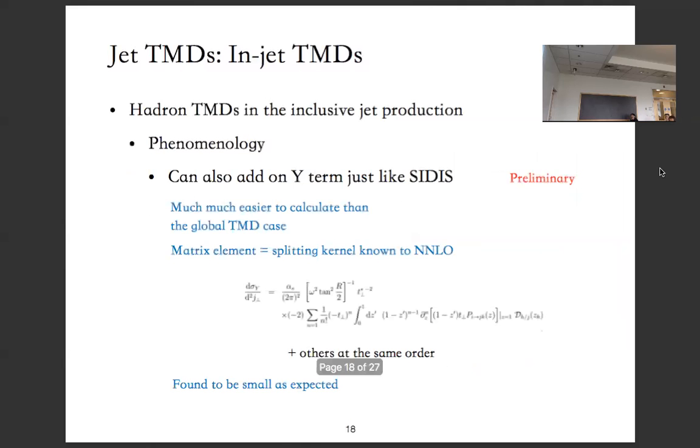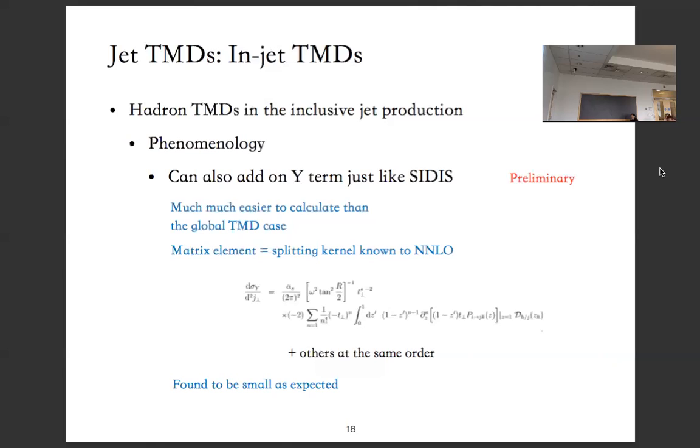Okay. And of course, on the theory side, we can add a Y term, just like semi-inclusive DIS, trying to extend our predictive power. But I should note that it's much easier to calculate than the global TMD case. For instance, if you want to do a global DIS at next-to-leading order, you probably have a complicated matrix element. At next-to-leading order, it starts to become complicated.